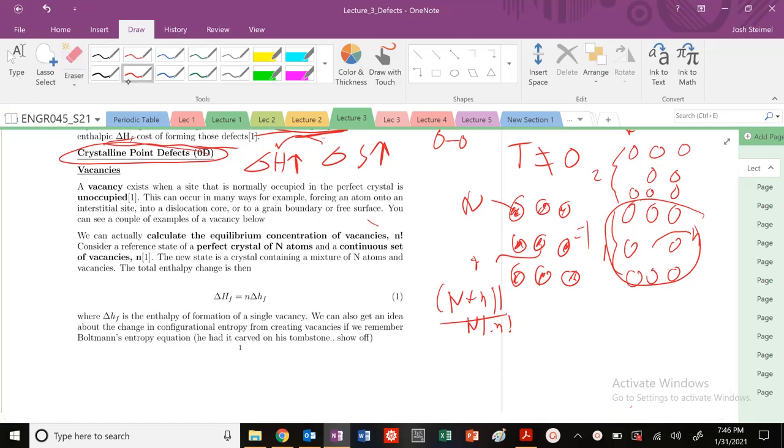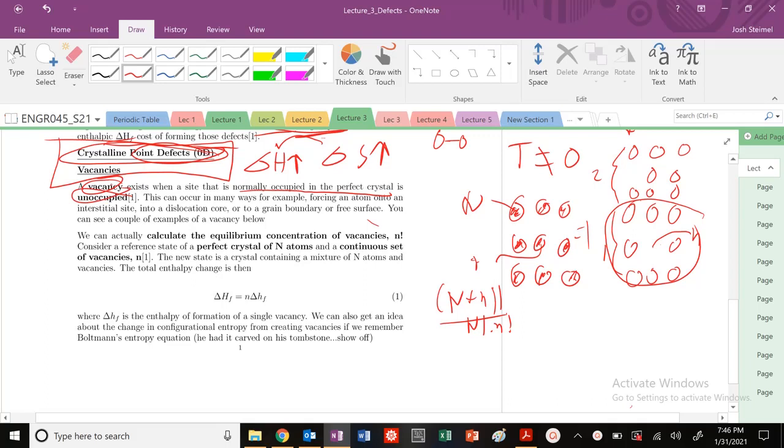And today we are going to get into calculating the equilibrium concentration of vacancies, a 0D point defect in crystalline materials. So last time we saw that vacancies are where we have a site that's normally occupied by an atom in a perfect crystal, and is now suddenly unoccupied. And this can happen in a number of different ways.